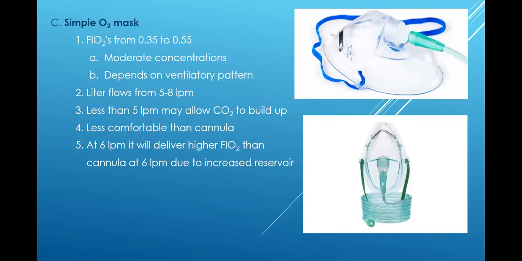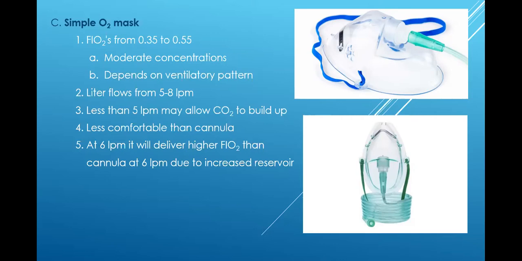You build up CO2. Number 3, less than 5 liters per minute may allow CO2 to build up, okay? Because when you exhale and that CO2 is in that reservoir, right? And if I don't have enough flow to flush that out, then now I'm rebreathing all of that CO2 and now my CO2 levels can start to build up. So with a simple O2 mask, the flow is 5 to 8 liters, but must be at least 5. Anything less than 5, you're building up CO2.